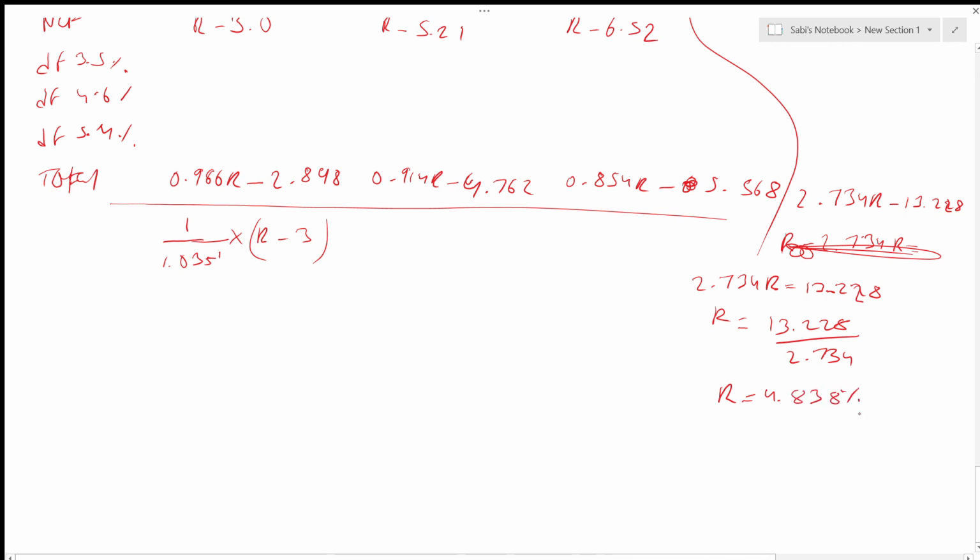R is 4.838%. If you are not sure of this answer, take this percentage, put it in your R formula and see, are you getting 0? You have to get the total net present value as 0, right? Even in percentage, even in millions, you'll be getting 4.838 only because it is 100 million, right? So this is your R. That's what we have to find out.